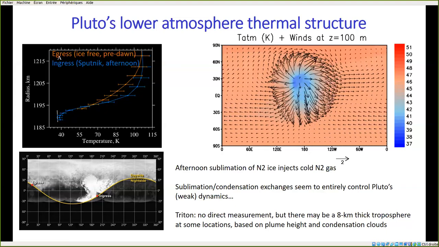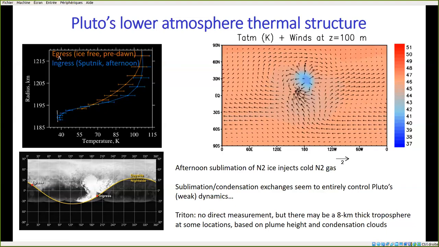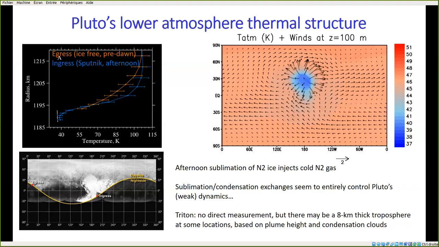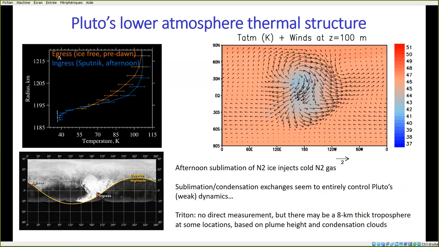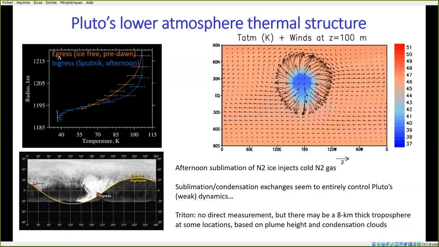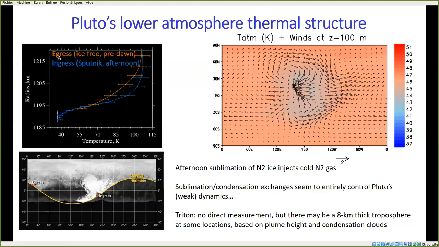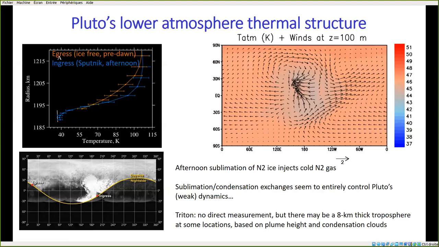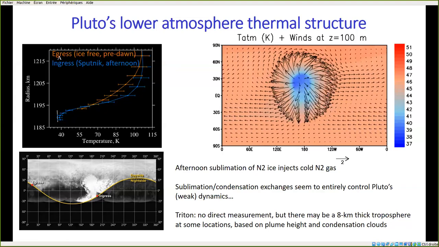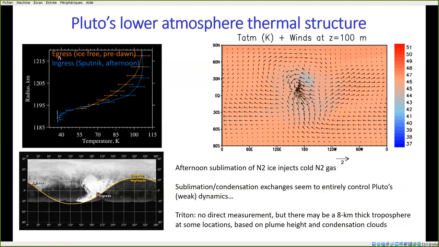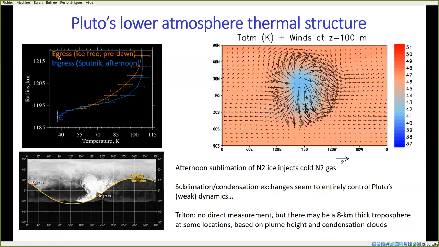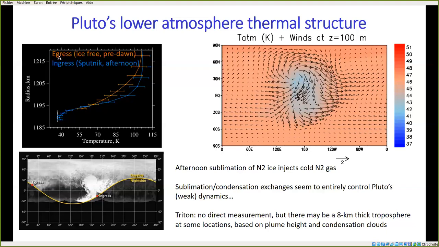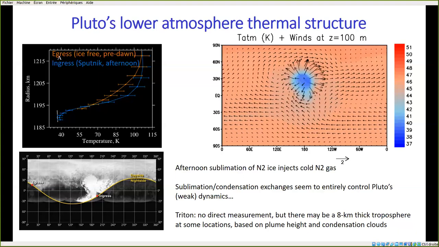And this is now being understood as the effect of the diurnal sublimation condensation cycles. In fact, what happens is that during the day, the sublimation of the N2 ice injects a layer of cold N2 gas, which creates a boundary layer close to saturation. It's interesting that sublimation condensation exchanges seem to control entirely the dynamics of Pluto's atmosphere. On Triton, we do not have a detailed temperature profile in the lower atmosphere, but there is also indirect evidence for a convective boundary layer in the first 8 kilometers.